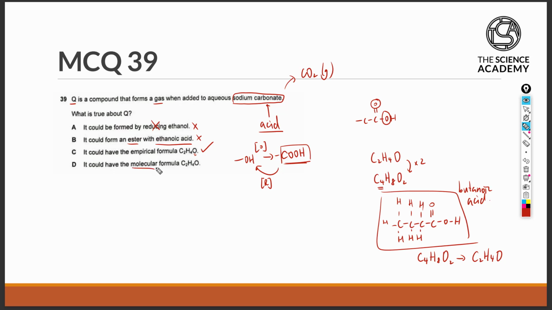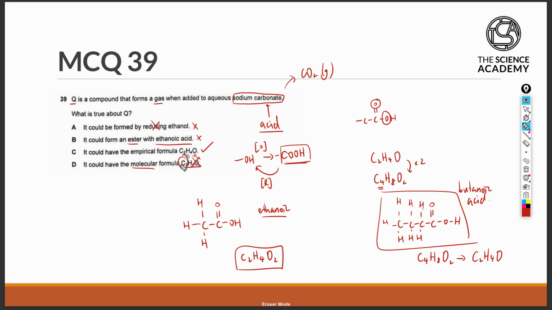Option D states that it could have molecular formula C2H4O. So the molecular formula states the exact number of the elements present in one molecule. Let's draw out an acid with 2 carbon atoms. Since there are 2 carbon atoms present, we should be drawing the structure of an ethanoic acid. Filling in the 3 remaining hydrogen on the other carbon atom, we see that this compound has a molecular formula of C2H4O2.